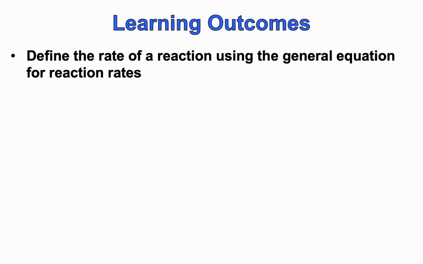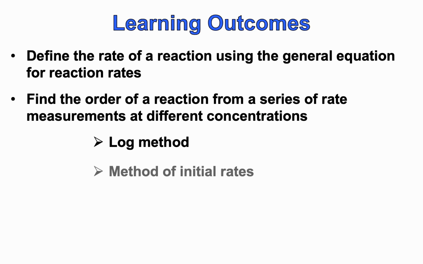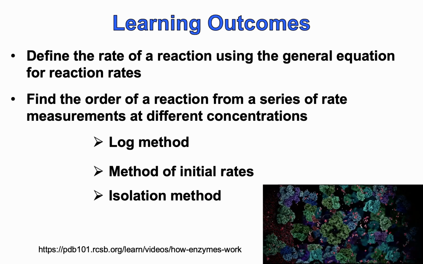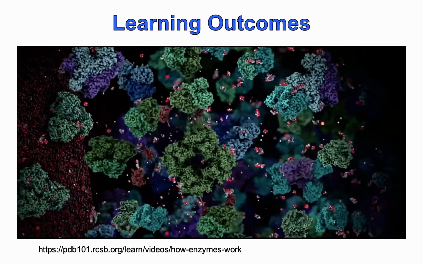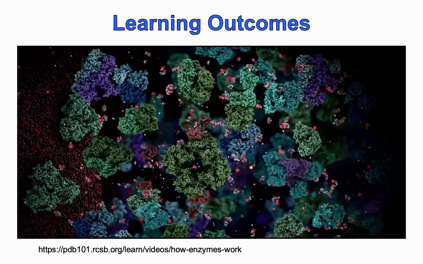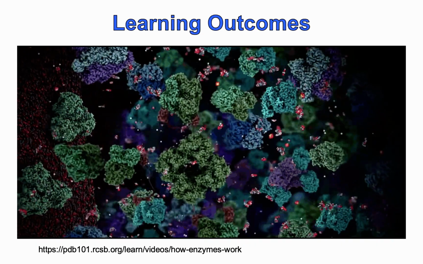So in this video, we have looked at definitions for reaction rates using the general equation. We've also learned how to find order of reaction given a series of rate measurements at different concentrations. And so this involved the use of the log method and the method of initial rates. And if we have more than one reactant, then we can use the isolation method. This allows us to get more information about the rates of reactions, such as the multitude of reactions that occurs in biological systems, where we have a complex soup of enzymes, small molecules, and other proteins working together to sustain life.